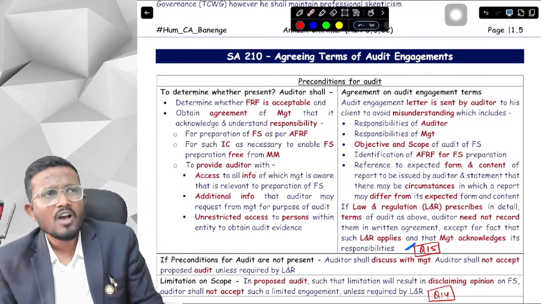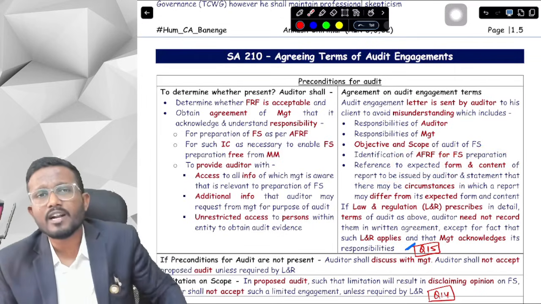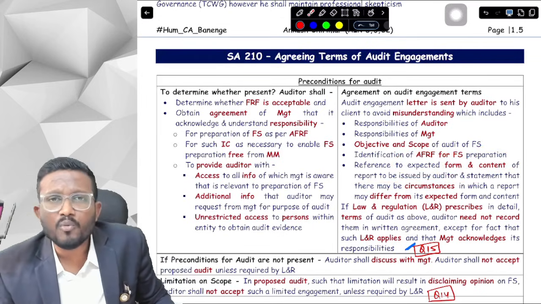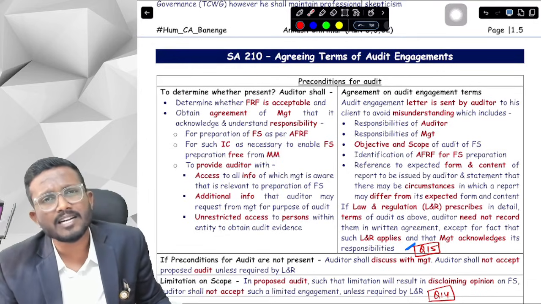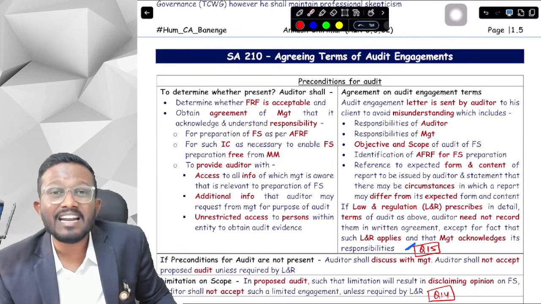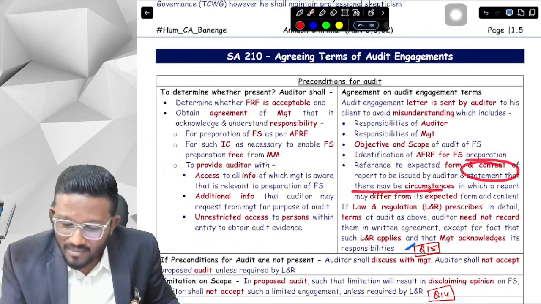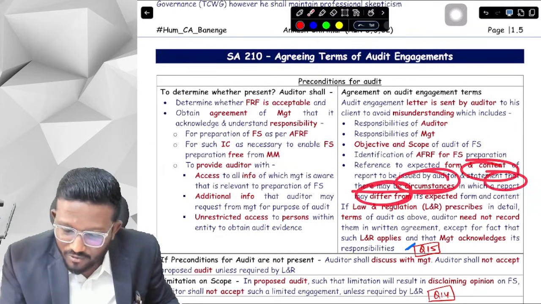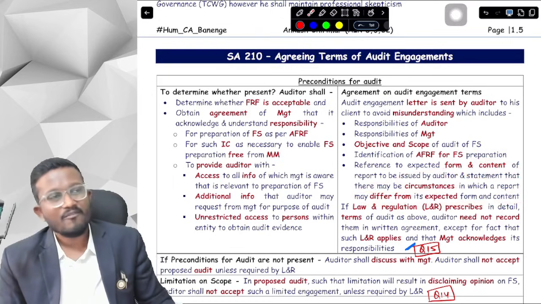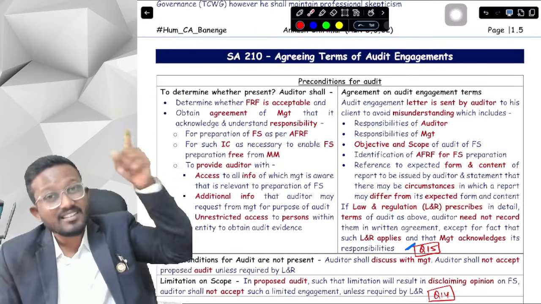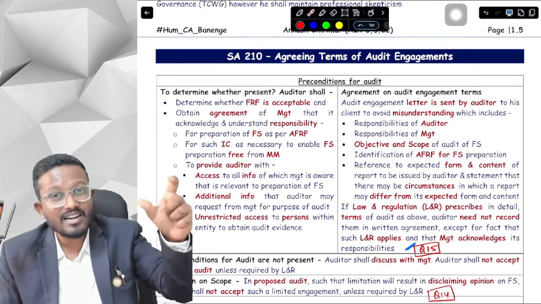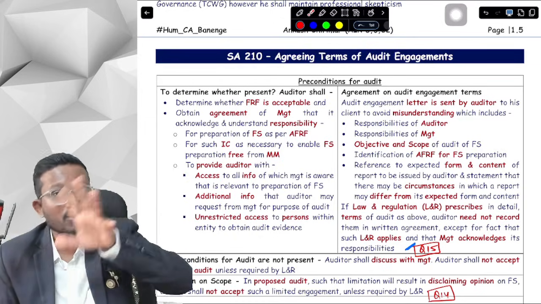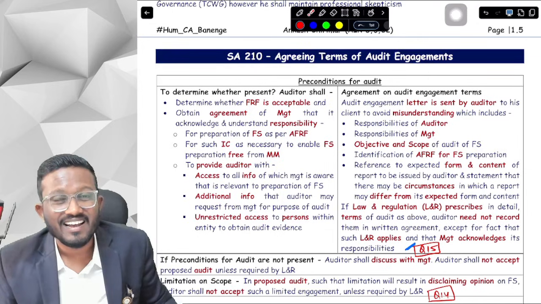Now, sir, before starting the audit, how can we give the content of the auditor's report? What if we want to modify the opinion? What if we want to issue a qualified opinion? What if we want to issue a disclaimer of opinion? How can we give an expected form and content? So basically, we can include a statement that there may be circumstances in which this report may differ from the expected format and content. We give the expected format and content, but we state that there can be situations where this will not be followed in our auditor's report. This will be the case when we have to issue a modified opinion.